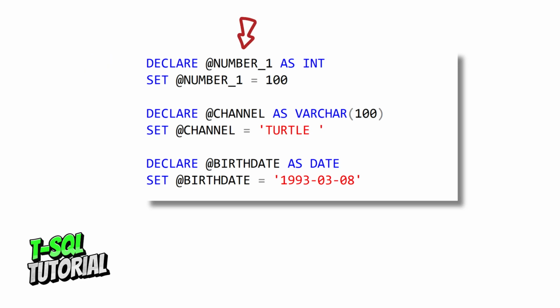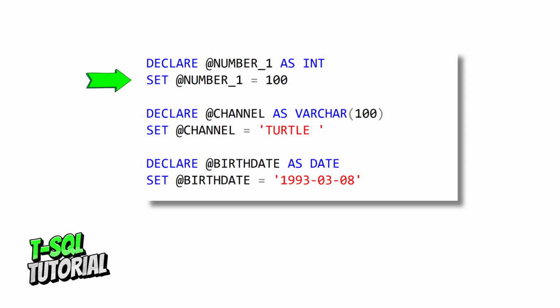We give a name to the variable with the @ sign. Then we determine the type of the variable using the as keyword. The variable can be varchar, integer, date, or other data types. There are several methods to assign a value to a variable.